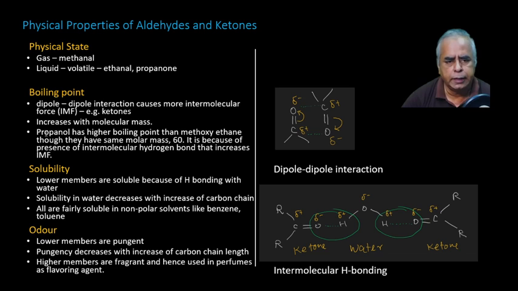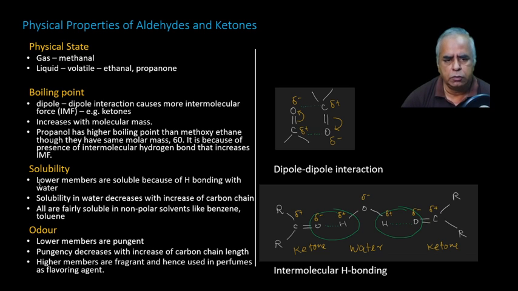But propanol has a higher boiling point than methoxyethane, even though they have 60 as the molecular mass. We said that with the increase of molecular mass, there will be an increase in boiling point. But these two compounds have the same molecular mass, so we expect the same boiling point, but it is not like that. There is a difference. It is because of the presence of intermolecular hydrogen bonding. So we have to consider all these contributing factors.